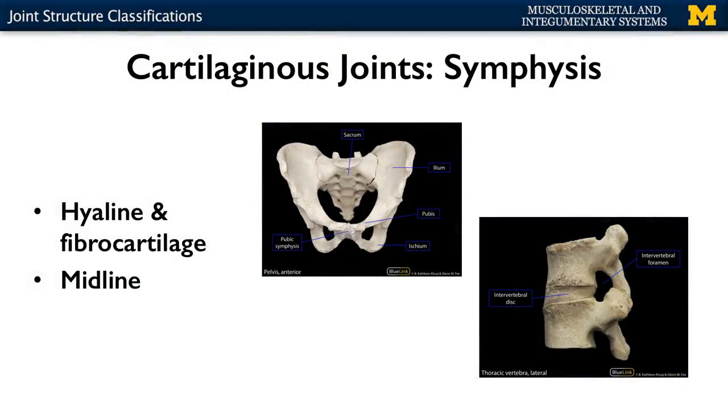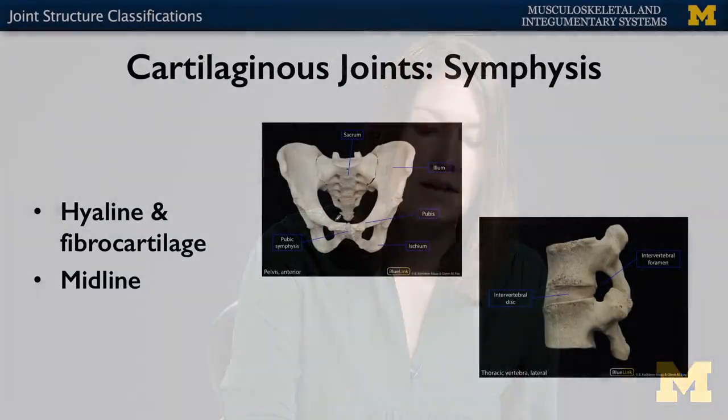The second type of cartilaginous joints are symphyses, or symphysis. And these are really cool. These are some of my favorite joints. They're only going to be located in the midline, okay? So think of the midline of your body. This is the only place where you'll have symphyses. These are composed of not only hyaline cartilage, but also you'll have a fibrocartilaginous disc, typically right in the middle of the joint, for additional strength of that joint.